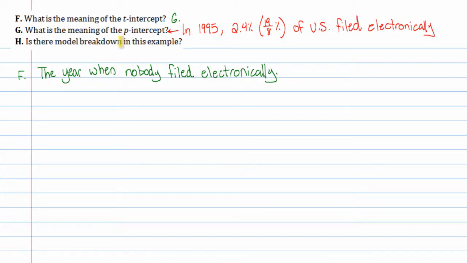And then part H says, is there model breakdown? I'm not going to write down the definition. It's basically asking, does this model seem silly at certain values? And the answer to that is yes. There's definitely some silliness to this model for certain values.